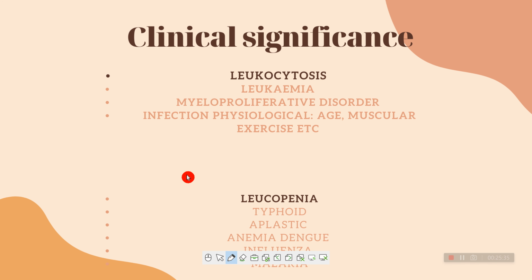Now why is the WBC count performed? The condition in which the WBC count is increased above the normal range is called leukocytosis. So if the WBC count increases above 11,000, it may be considered leukocytosis. There may be different clinical conditions, disorders of WBCs or diseases in which leukocytosis can be observed. So leukocytosis can be observed in leukemia, which is the cancer of WBC.